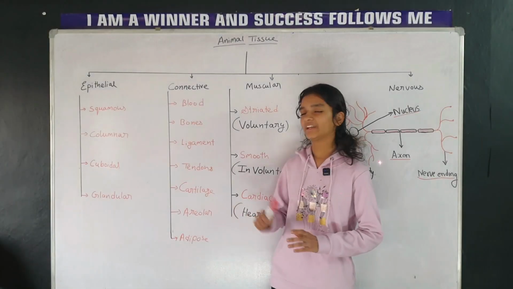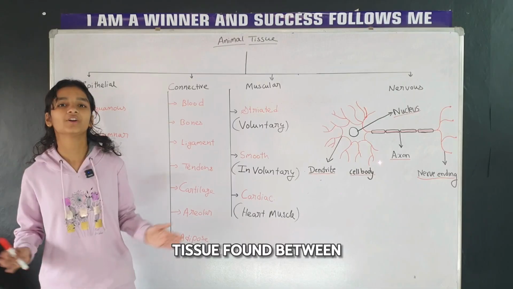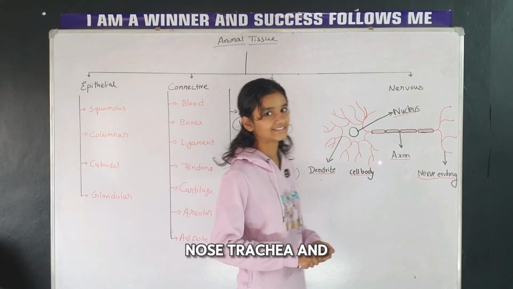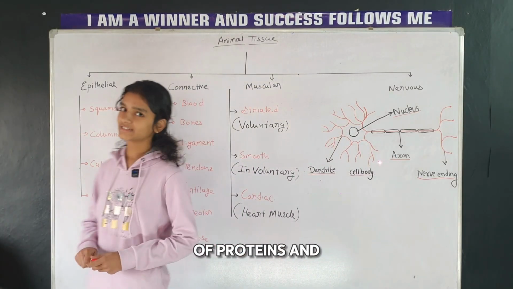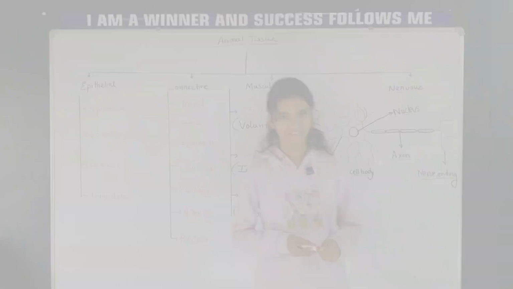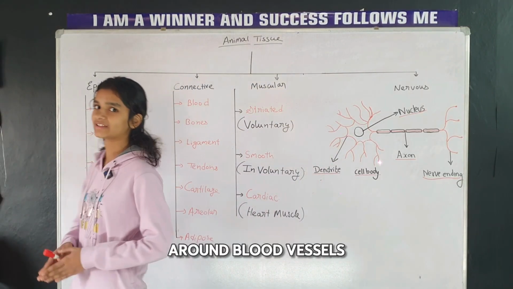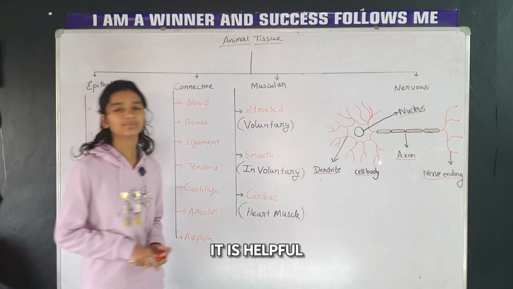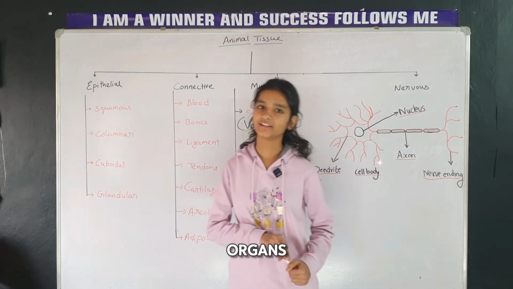The next type of connective tissue is cartilage. It is a flexible and smooth tissue found in the ear, nose, trachea and between joints of our body. It is composed of proteins and sugars and also reduces friction between bones. Areolar is another type found between skin and muscles, around blood vessels and nerves. It is helpful for repairing of tissues and it also supports the internal organs.